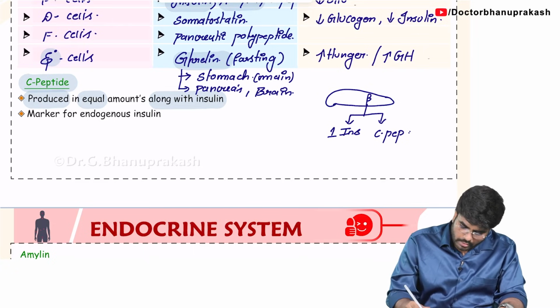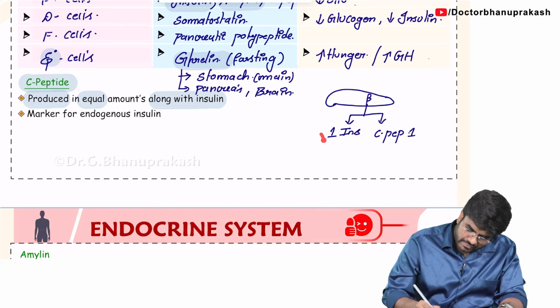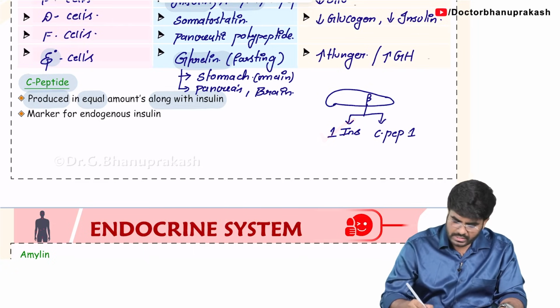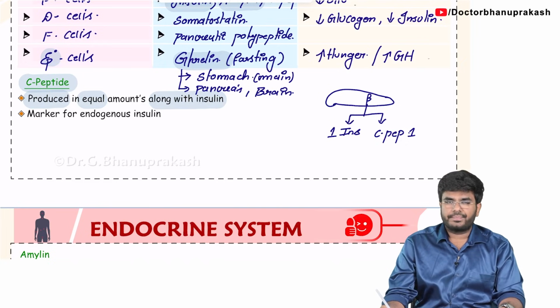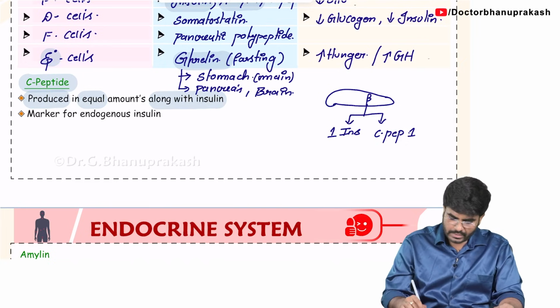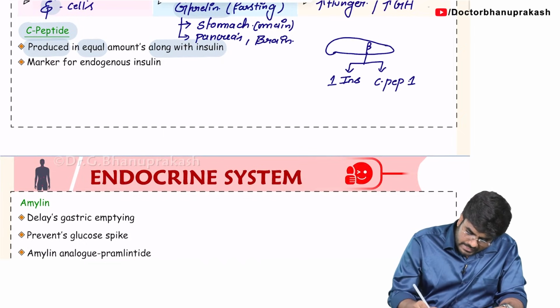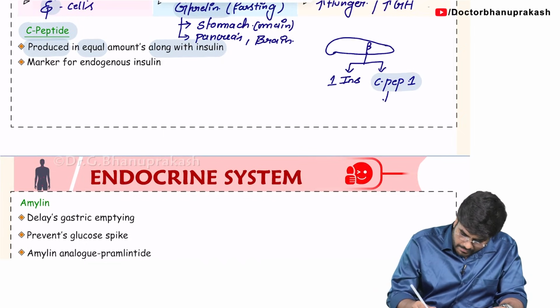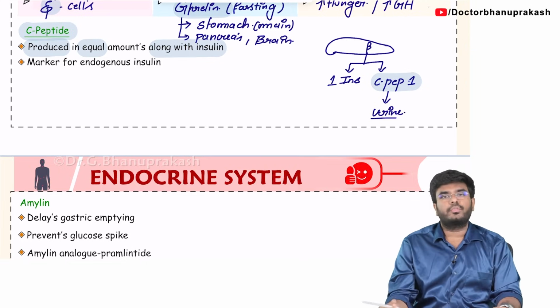Okay, so can I say something like this? For every molecule of insulin that is getting produced, one C-peptide molecule is getting produced, in equal ratios. Now, this C-peptide is a waste. Where will it go? It will be excreted out of the body through the urine.